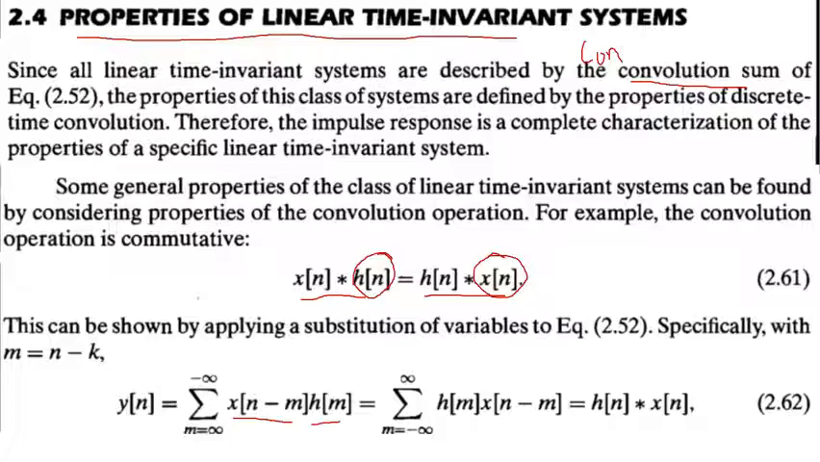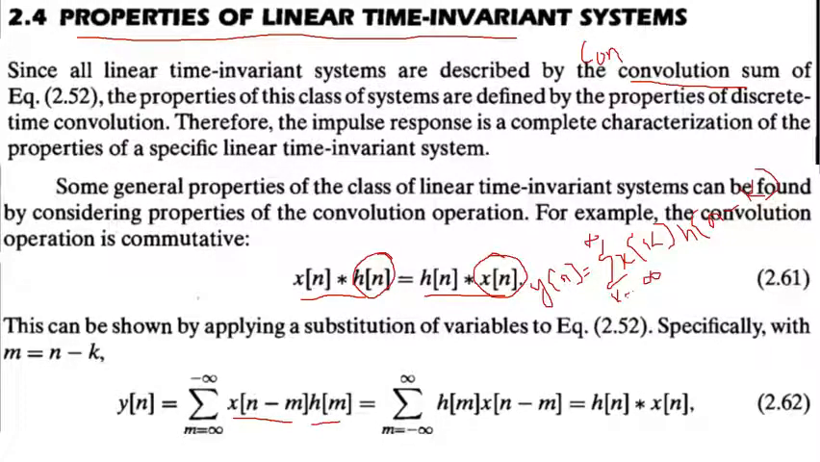So how? This can be shown by applying a substitution of variables to equation 2.52, specifically with m equal to n minus k. We know that our typical formula of convolution, I can write here, I have very limited space: sum of x of k h of n minus k, where k goes from minus infinity to infinity.